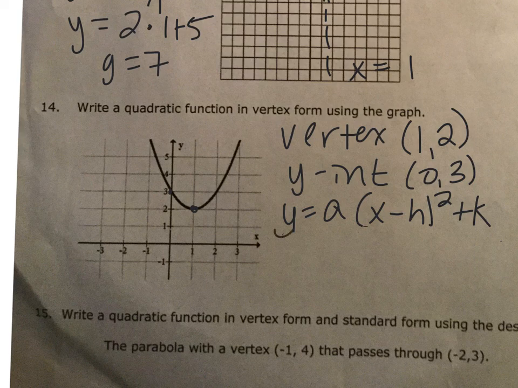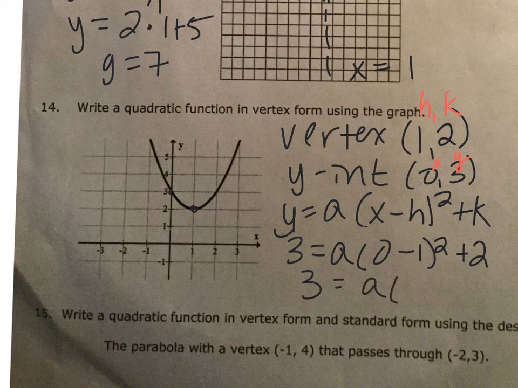You can't just assume a is 1, and you can't just look at that and go, oh yeah, it's 1. So y is 3, x is 0, h is 1, and k is 2. Okay, so I got those from here. This is h, k, this is x, and y. Okay, so you have to solve for a. So we just use order of operations. 0 minus 1 is -1 squared plus 2. So I'm out of room. Hang on.